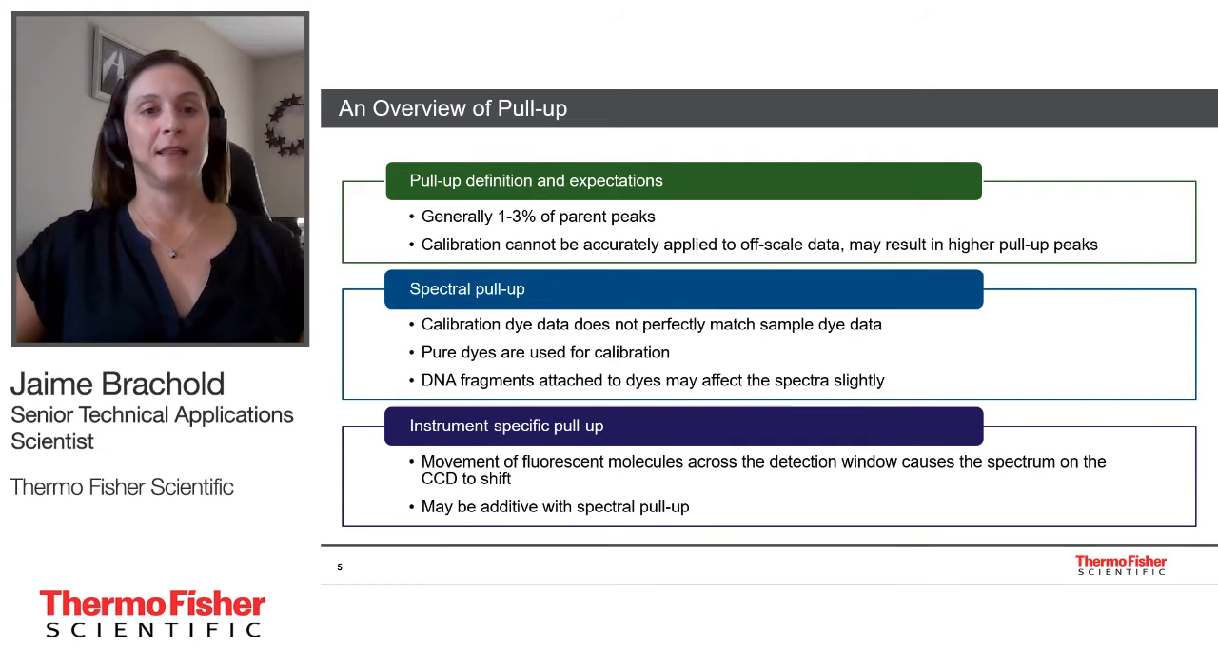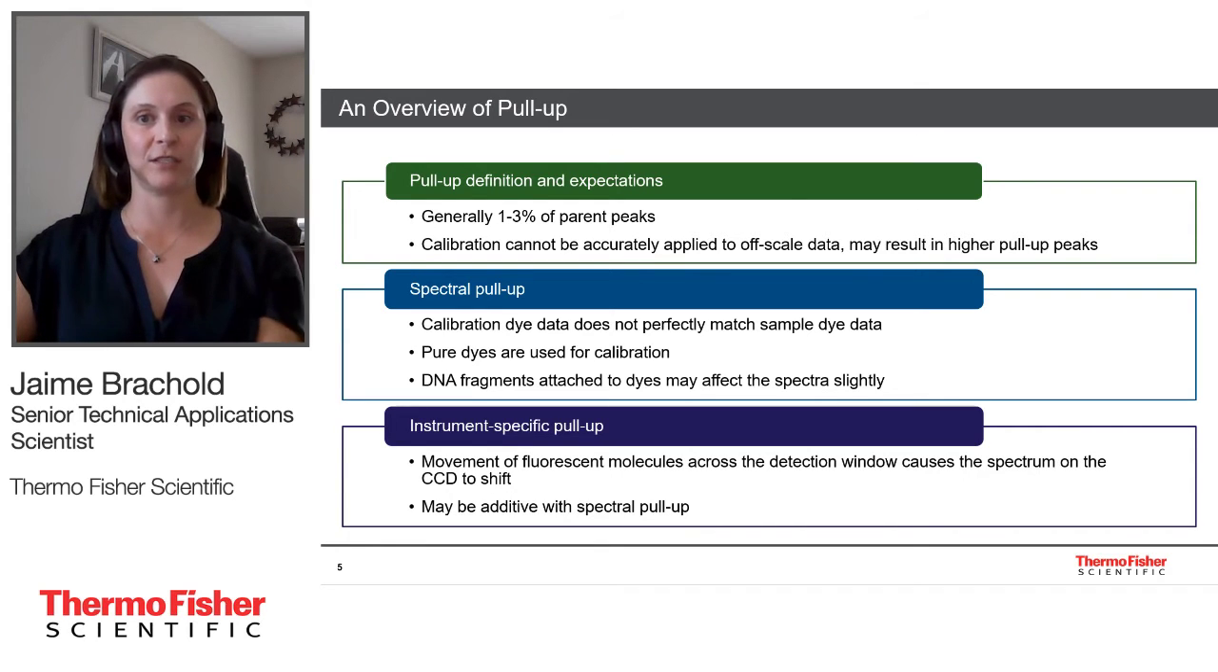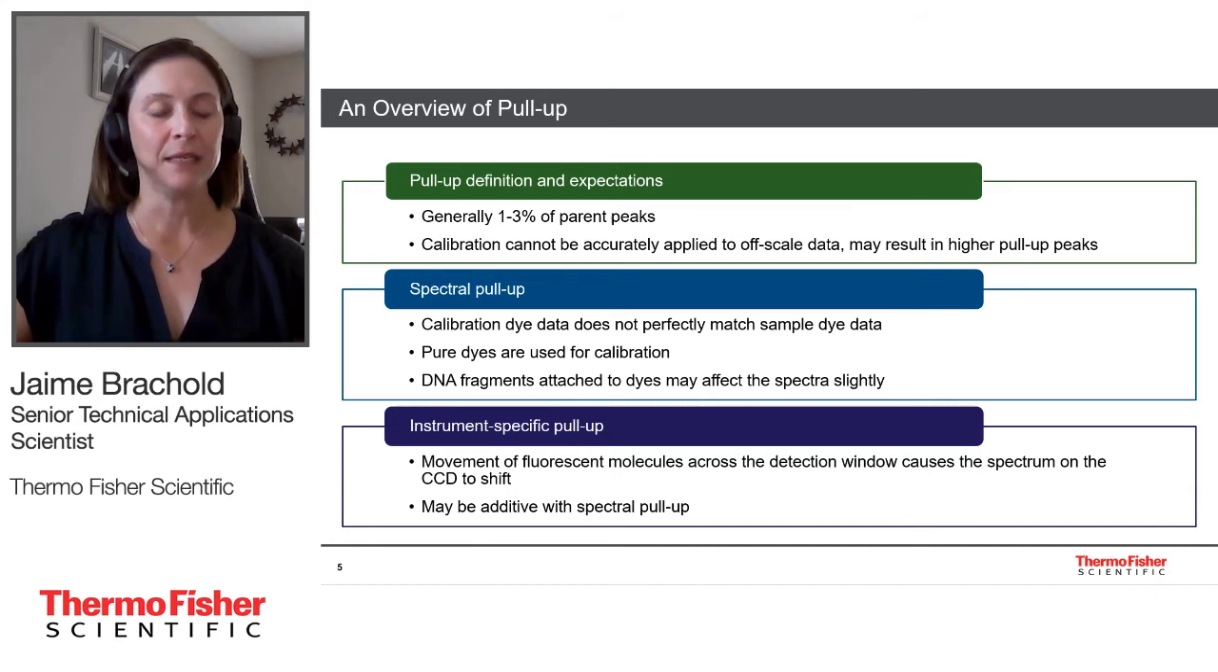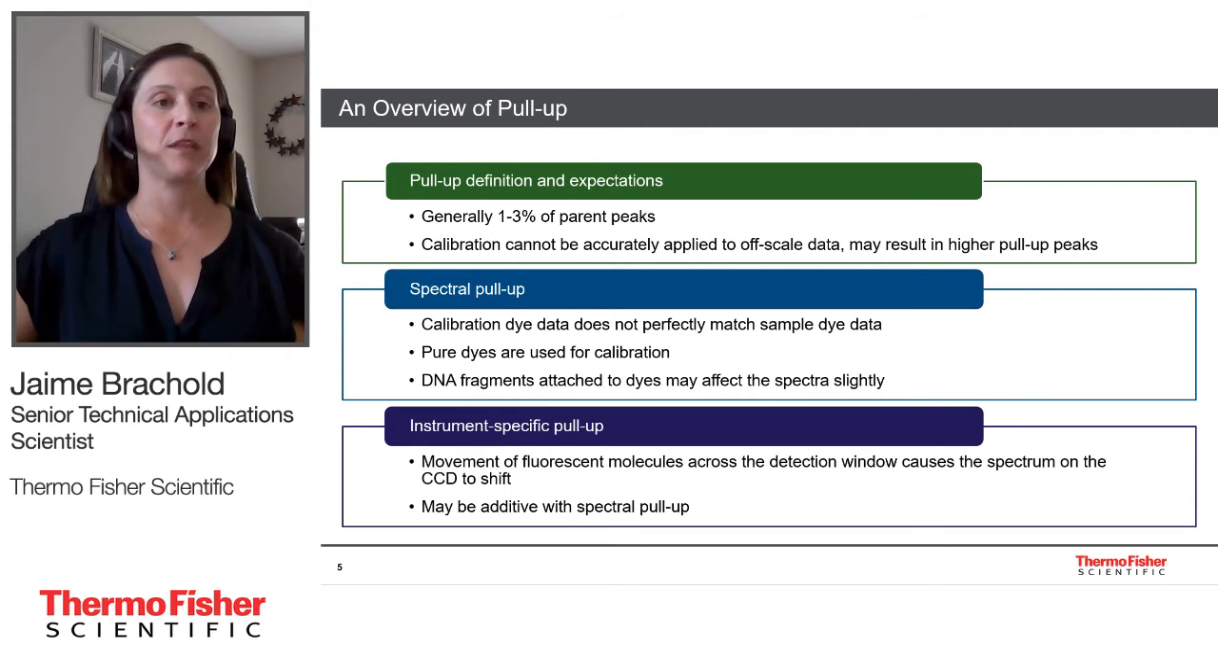All right, so let's get into the pull-up reduction features that are included with these data collection versions. So just to make sure we're all on the same page, we'll do a quick overview of pull-up. We'll talk about definitions and expectations first. So generally, we expect that pull-up peaks are going to be within the range of 1 to 3% of the parent peaks that they fall underneath. With off-scale data, we do know that these values could be slightly higher. So you may see pull-up above that 3% more often when you're talking about an off-scale sample.